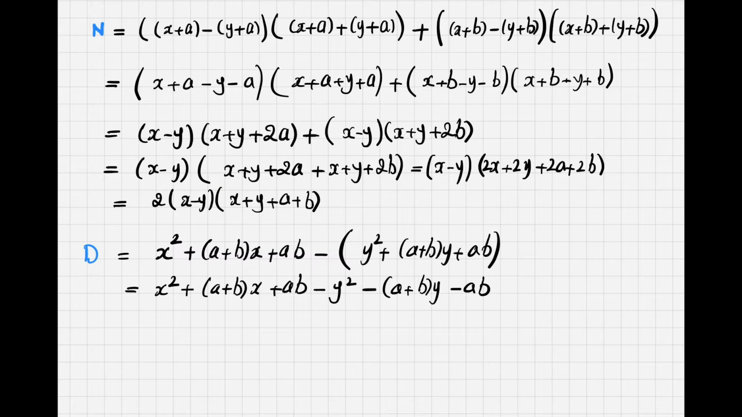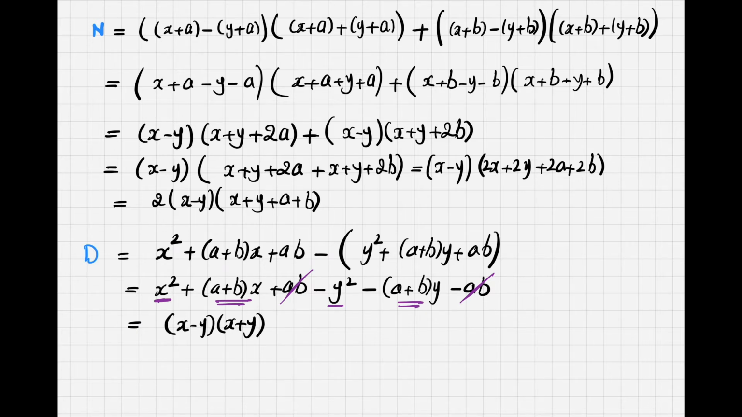Now you see that this ab and that ab cancel each other, and between these I can group these two together. So let me underline them. I group this one, so this ab and that ab are gone. I underline these two, and I underline these two. Yes, so then I can continue in this way. So it becomes (x minus y) times (x plus y).